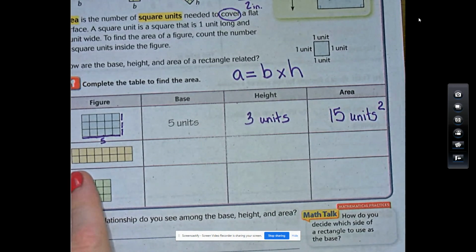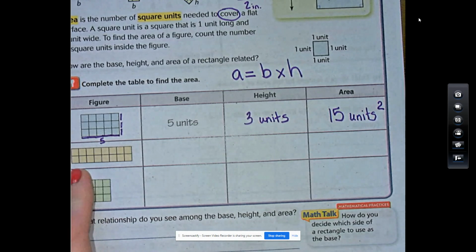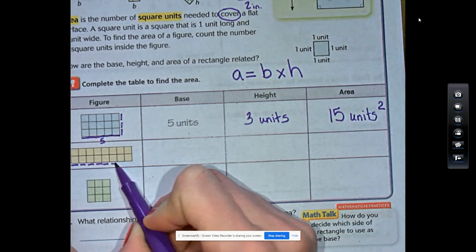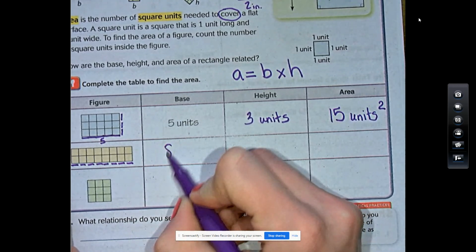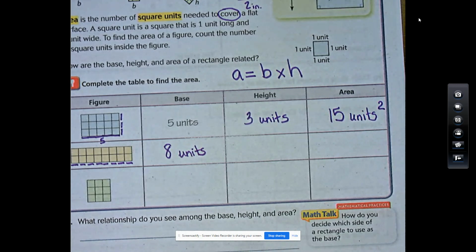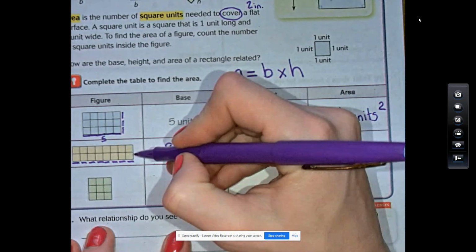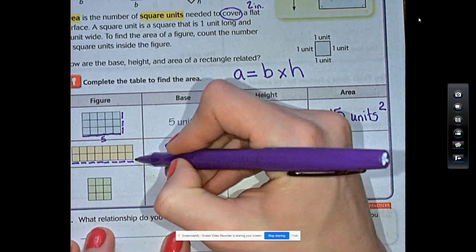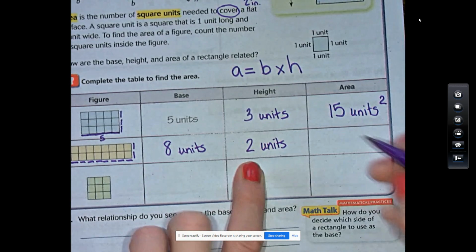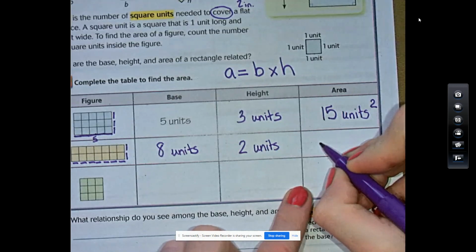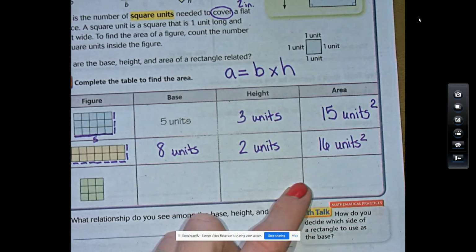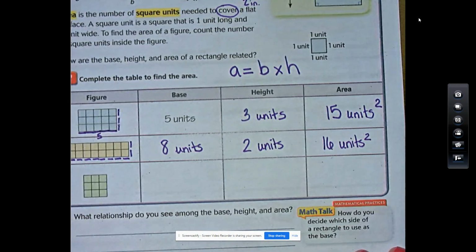Okay, let's look at this yellow figure down here. What is the base? 1, 2, 3, 4, 5, 6, 7, 8. My base is 8 units. Okay, and my height. How many squares high is it? 1, 2. It is 2 units. Okay, so my area is base times height. 8 times 2 is 16 units squared. Okay, just base times height, that's all you need.